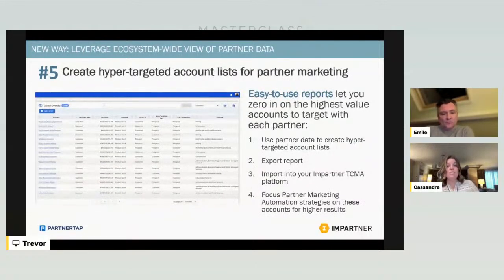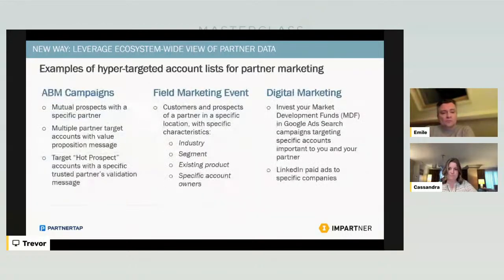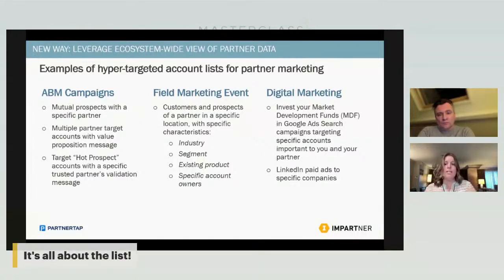So finally, we know that through channel marketing is very effective. But imagine how much more effective it could be if you started each campaign with hyper-targeted account lists for each partner to go focus on. So here are some examples of different campaigns and different actions that you can take with these hyper-targeted account lists for partner marketing. The first, targeted account-based marketing campaigns.